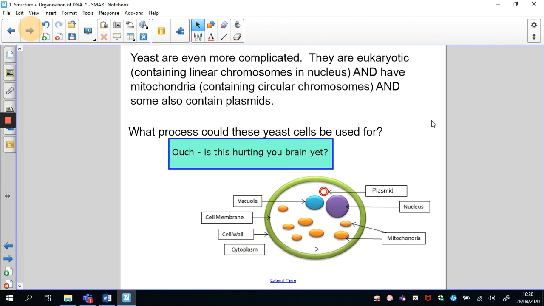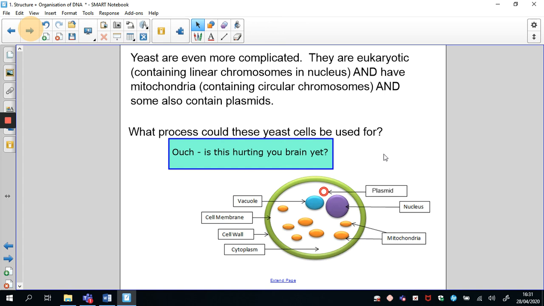There we go. And then yeast, just to be annoyingly complicated, are eukaryotic. So they've got linear chromosomes in their nucleus, and they've got mitochondria, which have got circular chromosomes inside them. But some of them also contain plasmids. So they're just being greedy. They've got linear chromosomes in their nucleus, circular chromosomes in their mitochondria, and in their cytoplasm, some of them, not all of them, will have plasmids.